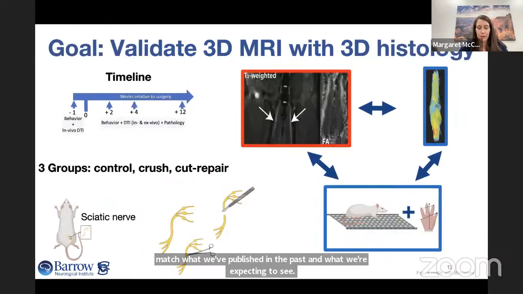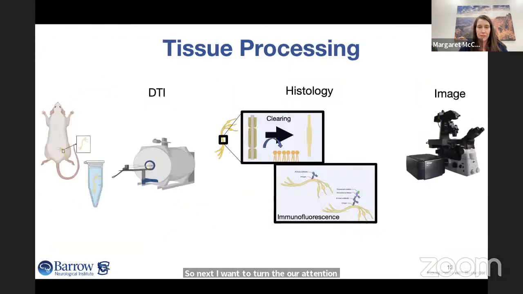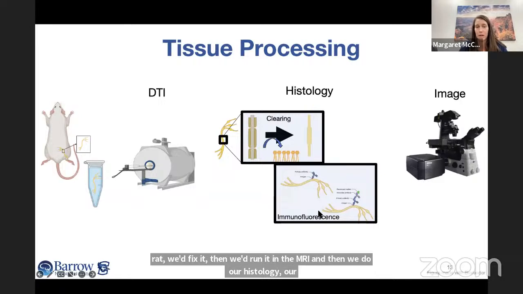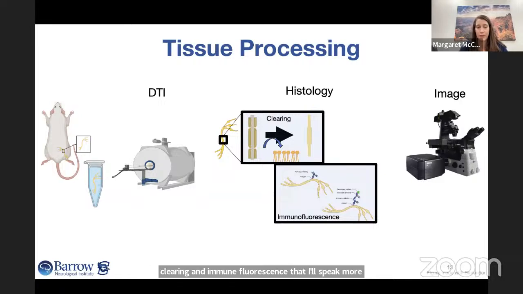Next, I want to turn our attention to the MRI scans that we ran. In general, this is a preliminary study, so we did ex vivo DTI. We'd remove the sciatic nerve from the rat, fix it, then run it in the MRI, and then do our histology, our clearing and immunofluorescence, which I'll speak more about in a minute. And then we image on a confocal microscope.